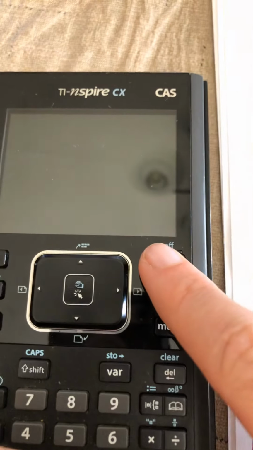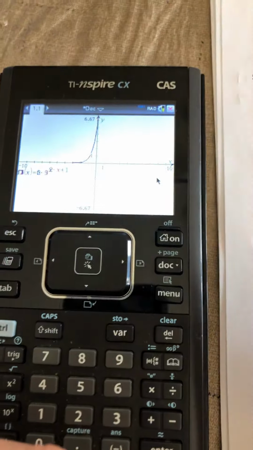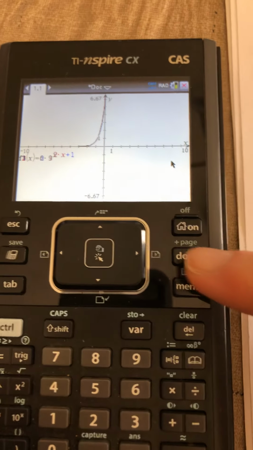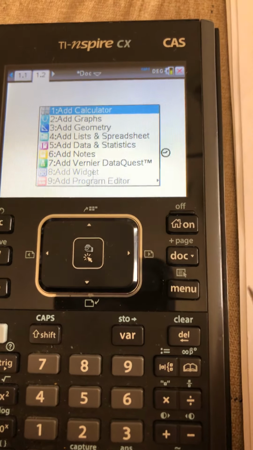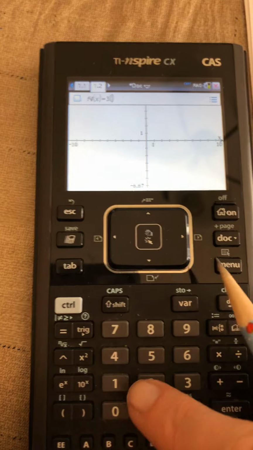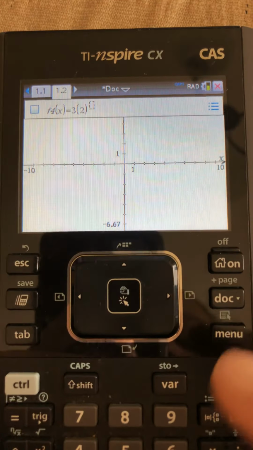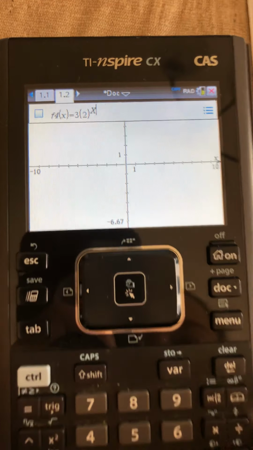They sound delicious. Actually, I don't think they're delicious at all. So let's graph it. Add a graph. It is 3 times 2, and instead of t, remember I'm going to use x because that's how we calculate graphs.